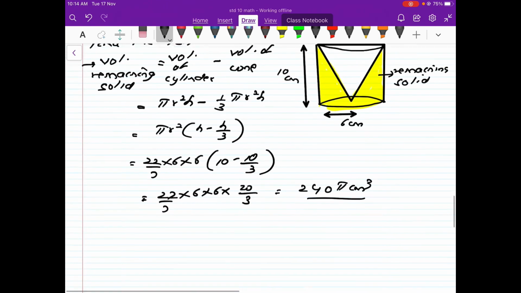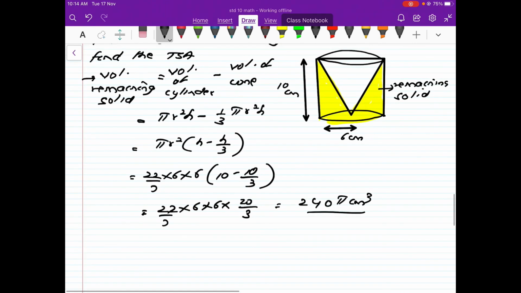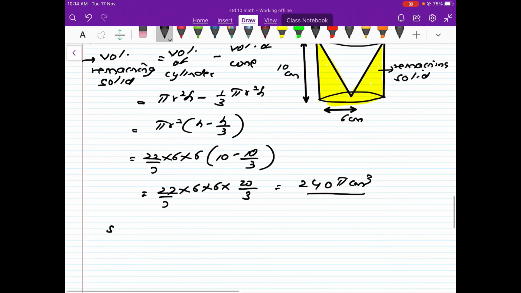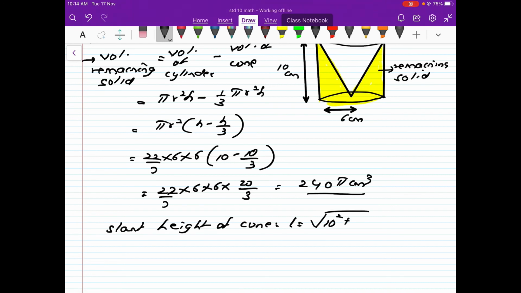Now for finding the slant height, so for total surface area we have to find the slant height. So what is the slant height of the cone? Slant height of the cone is L. It is given as root of 10 square plus 6 square. So that is we are getting root 136 centimeters. So this is 2 root 34 centimeters. So that is your L.